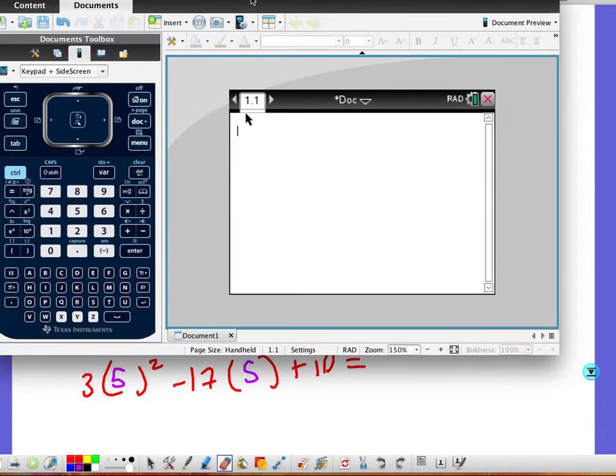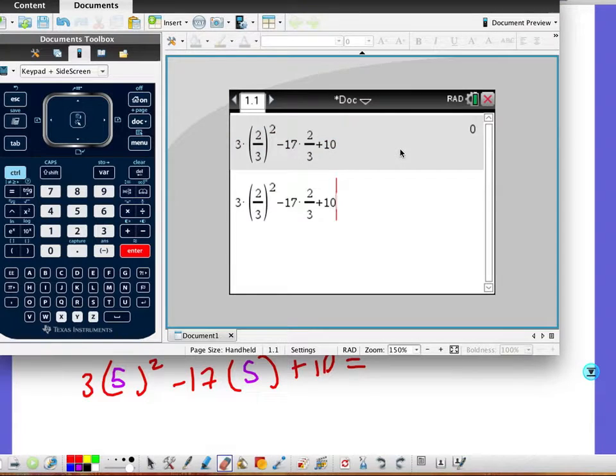So I can go ahead and just write the equation out. I'm going to test 2 over 3 first. Minus 17 times 2 divided by 3 plus 10. Here we go. Yes, it does in fact equal 0. Excellent. Now let's go ahead and check our other solution, where we just have 5. So when I press enter, this should give me 0 as well. It does.